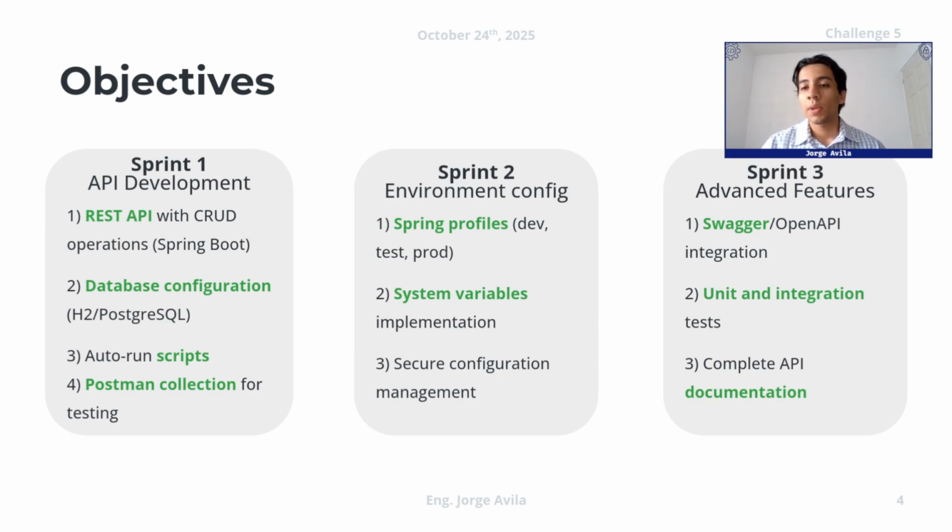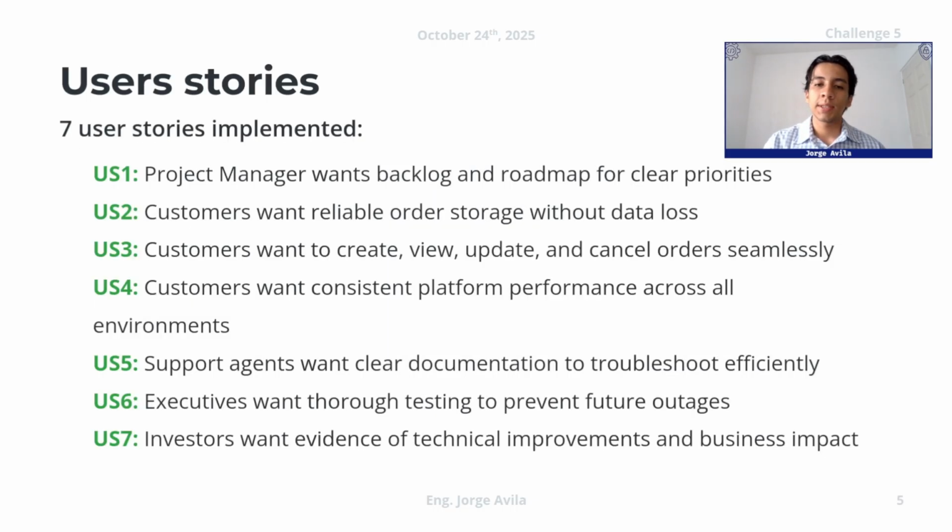In Sprint 3, we have advanced features. First, Swagger and OpenAPI integration. Second, unit and integration tests using JUnit, and also complete API documentation. All these sprints have to be uploaded to GitHub so the Digital Now team can check it.